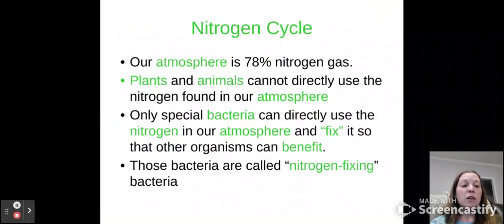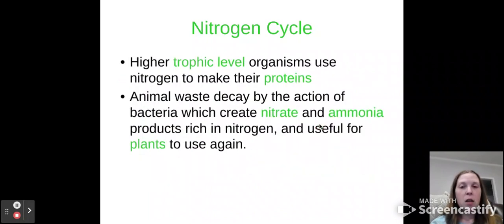Our atmosphere itself is 78% nitrogen. Plants and animals cannot directly use nitrogen found in the atmosphere, so it has to be processed through a bunch of different chemical reactions. We have special bacteria that can directly use nitrogen in the atmosphere and fix it so that we can benefit from it as well. These are called nitrogen fixing bacteria. The higher trophic level organisms will use nitrogen to make their proteins.